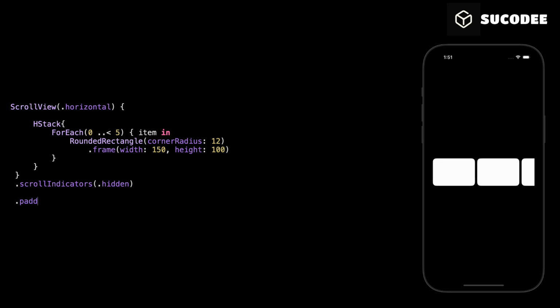Now, I'm going to add padding 20 to the scroll view. This is something we often do to give the layout a little breathing room, but watch what happens. The padding pushed everything inward. Now the scroll view is clipped. We've lost part of the scroll view on both sides. This doesn't look good, and it breaks the clean design we had.